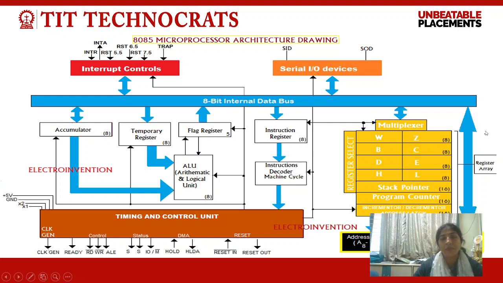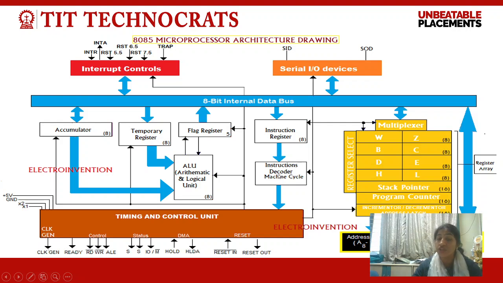It has multiple units. Some are the register unit, or you can say general purpose register unit, and the program counter. Over here we have the accumulator. These are temporary registers used to temporarily hold the address or data, and this is the flag register. The flag register is used to tell the status of the result. Then there is the ALU, that is the arithmetic and logical unit, and the instruction register.